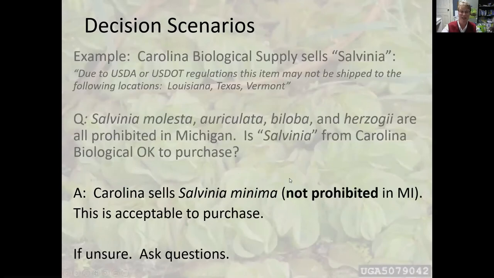So I looked into it, and in fact, Carolina sells a species of salvinia that is not prohibited in Michigan, so it actually is acceptable to purchase. If you needed this for an experiment or some investigation, you actually could purchase the one that they sell, even though there's a whole bunch of them that are prohibited in Michigan. You would, of course, just want to make sure that you got salvinia minima and not one of the others.